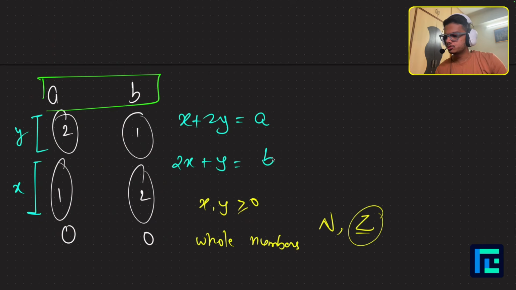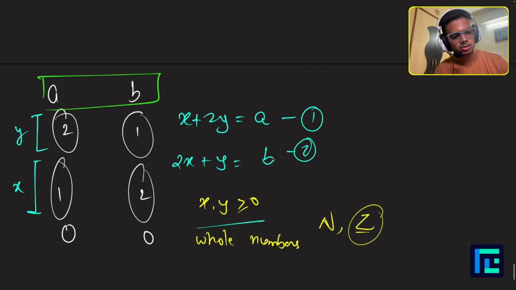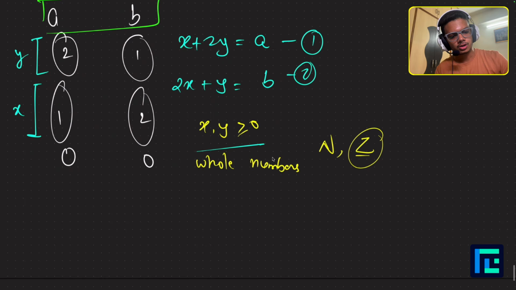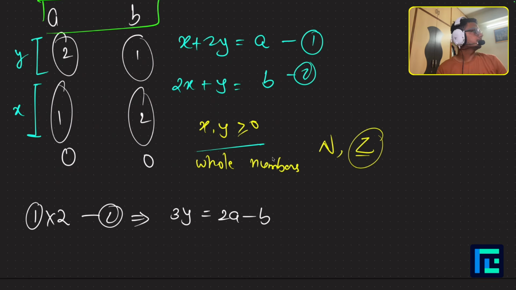So how do you check it? It's pretty simple. X and Y being non-negative can be checked very easily. For the whole number check, let's call this equation 1 and this equation 2. Now, what I'll do is multiply the first equation with 2 and subtract it from the second equation. This is elementary mathematics I'm doing, right? So it will give you 3Y equals 2A minus B.